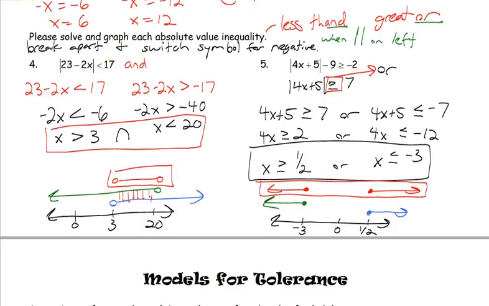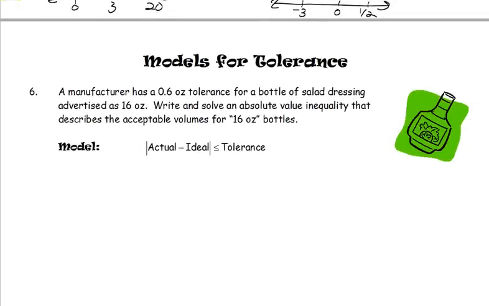Alright, now we have two different models. We're going to learn about tolerance, because in the real world, when you're manufacturing stuff, there's an acceptable amount of wiggle room. Everything's not going to be the exact same size. There's always imperfections in machinery and anything else that gets produced. So for this case here, a manufacturer has a 0.6 ounce tolerance for a bottle of salad dressing, advertised as 16 ounces. So right away, you should be able to think, okay, if it's a 16-ounce bottle and it has a 0.6 ounce tolerance, that means it can go either way, 0.6 ounces for the answer. So it could have 16.6 ounces or 15.4.